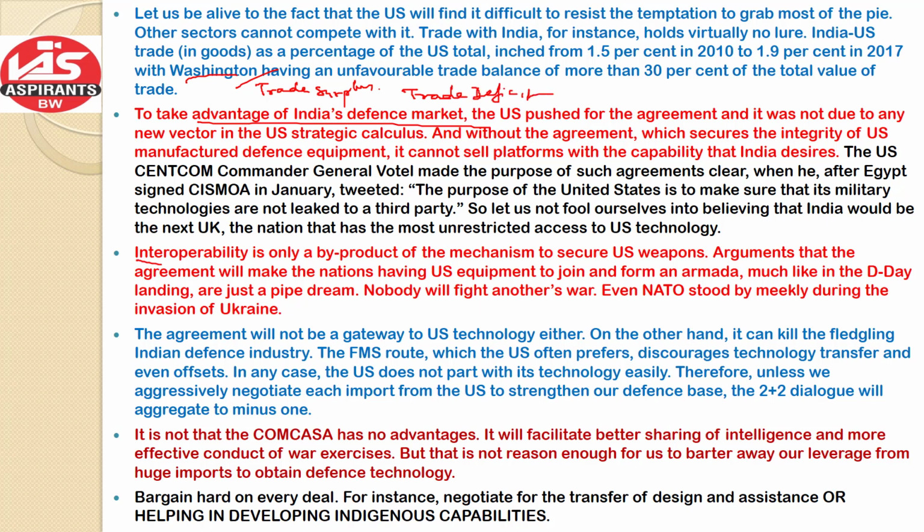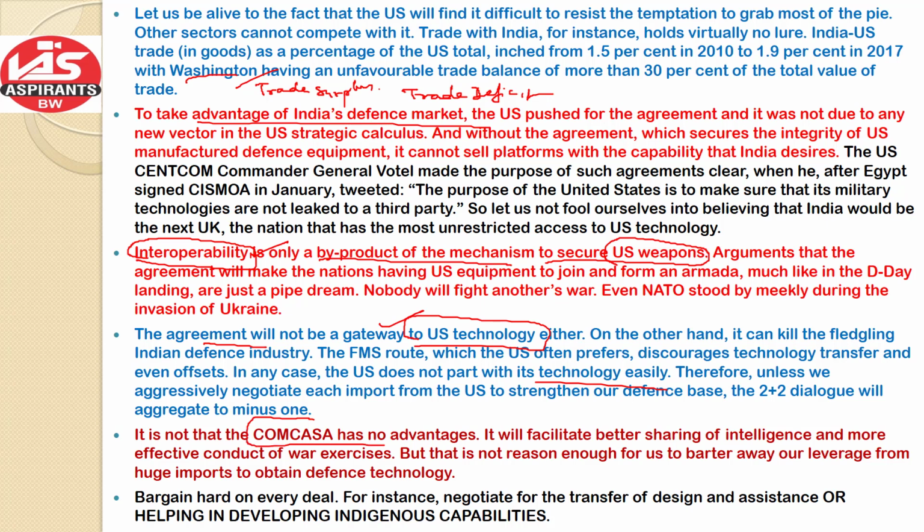And the author says, see, interoperability, what we talked about, what will Comcasa do? It is only a byproduct of the mechanism to secure the US weapons. So obviously it will come only if we are securing the US weapons. Interoperability between the militaries will automatically come. It is a byproduct of that. The author also says that this agreement will not be a gateway to US technology either, because they are not going to give the technology so easily. So it's wrong that we are expecting that.